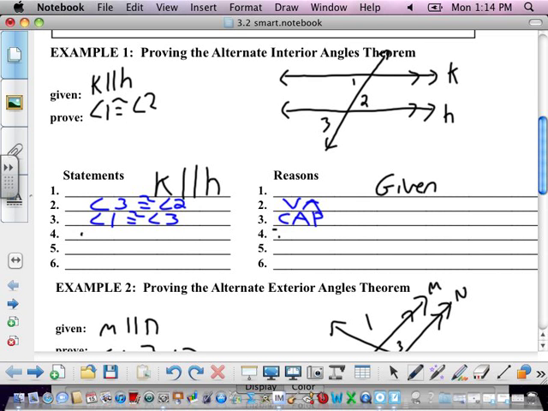Okay, let's look at this, because we have all of our angles up here. We need 1 and 2 to be congruent. We have 3 is congruent to 2, and 1 is congruent to 3. What can I do? 1 is congruent to 3, and 3 is congruent to 2. How can I say 1 is congruent to 2?